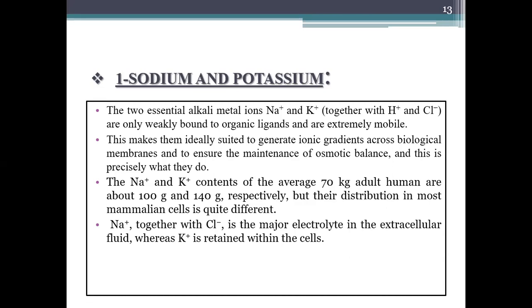The sodium and potassium contents of the average 70 kg adult human are about 100 gram and 140 gram respectively, but their distribution in most mammalian cells is quite different. Sodium together with chlorine is a major electrolyte in the extracellular fluids, whereas potassium is retained within the cells.